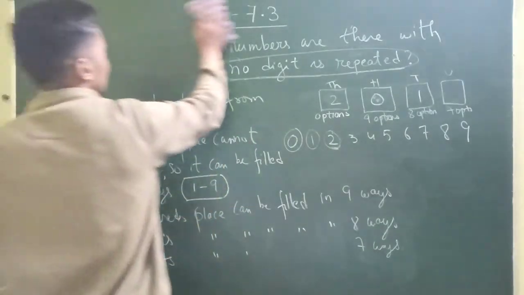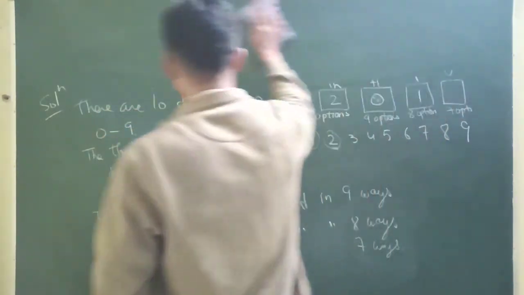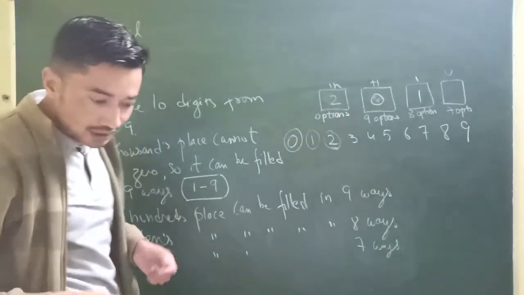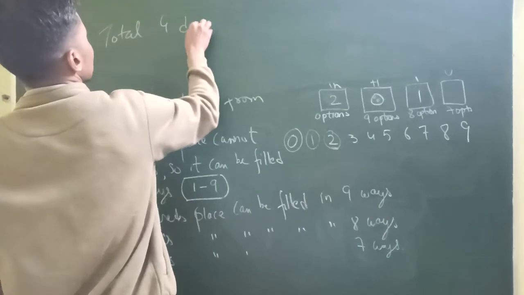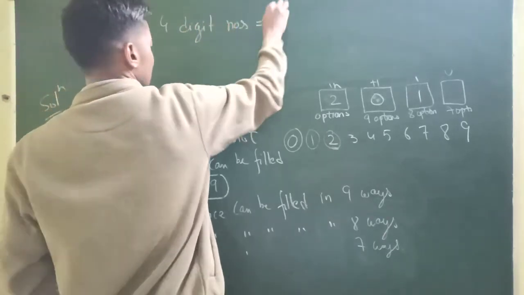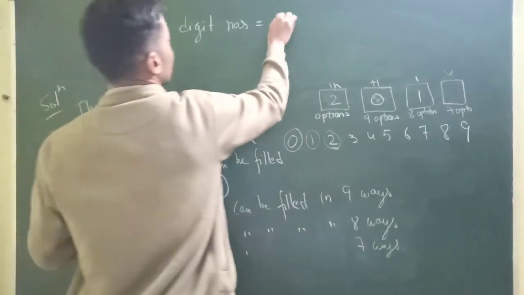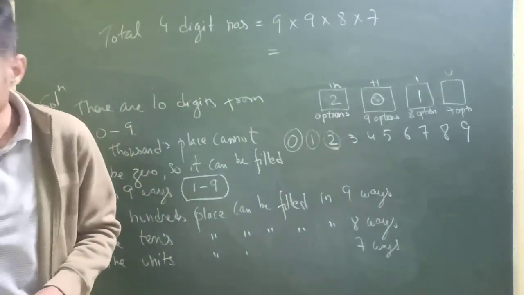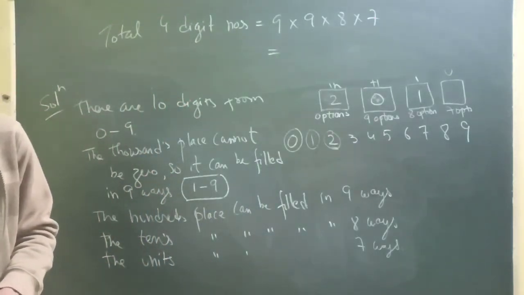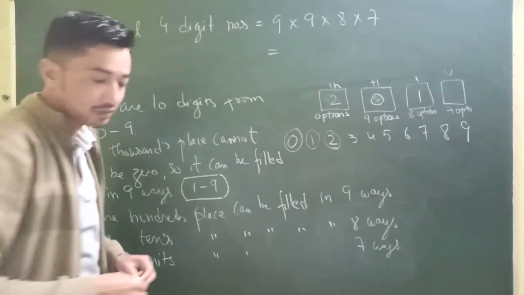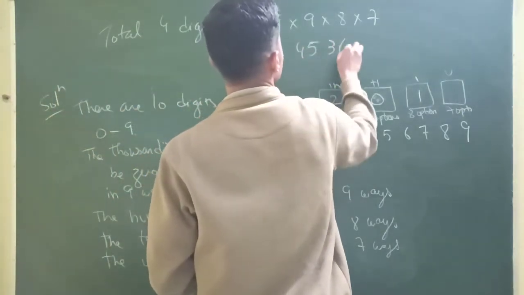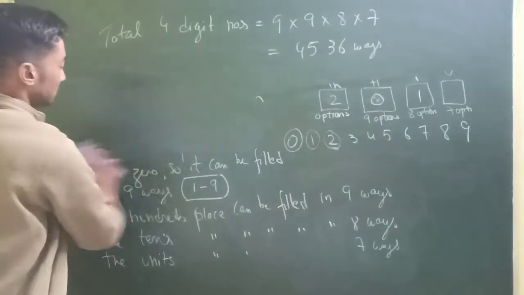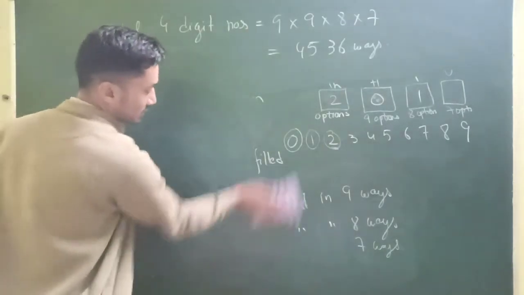So in that case, the multiplication principle will be used. I hope you've written it down. I'm rubbing it off. So total 4-digit numbers will be, first one, 9 ways, so that's 9 into 9 into 8 into 7. That's going to be 4,536 ways. These are the number of arrangements in which we can have these 4-digit numbers. Let's move on to the third question then.